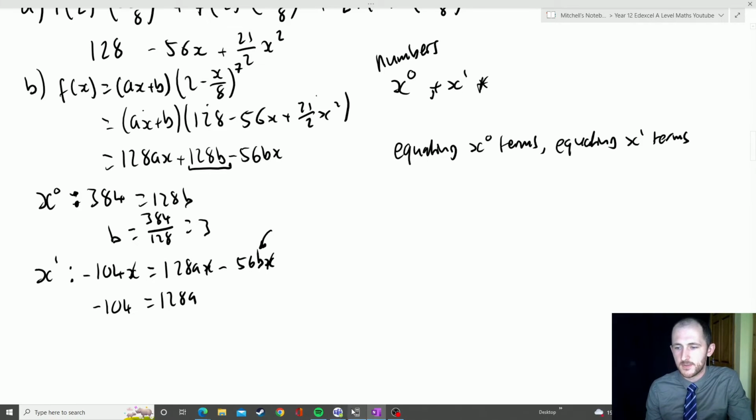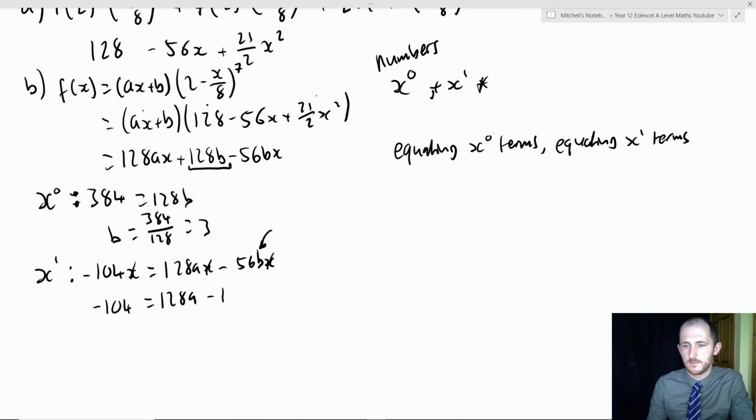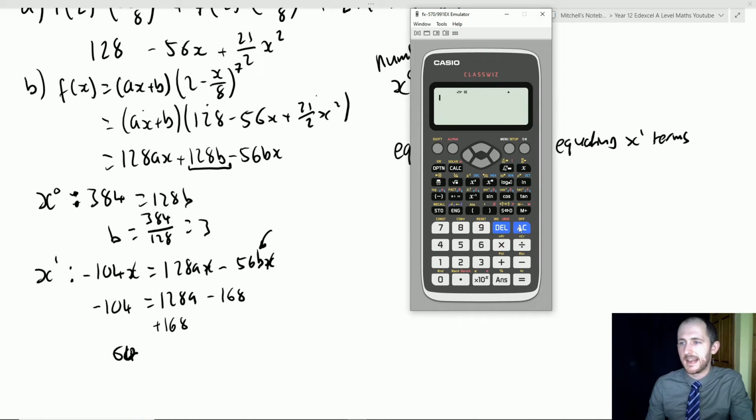And again, let's use our calculator. What's minus 56 times 3? Minus 168. So plus 168 to both sides. We get 64. Or again, you can just use a calculator. I'm being lazy even with a calculator in front of me, which is kind of funny.